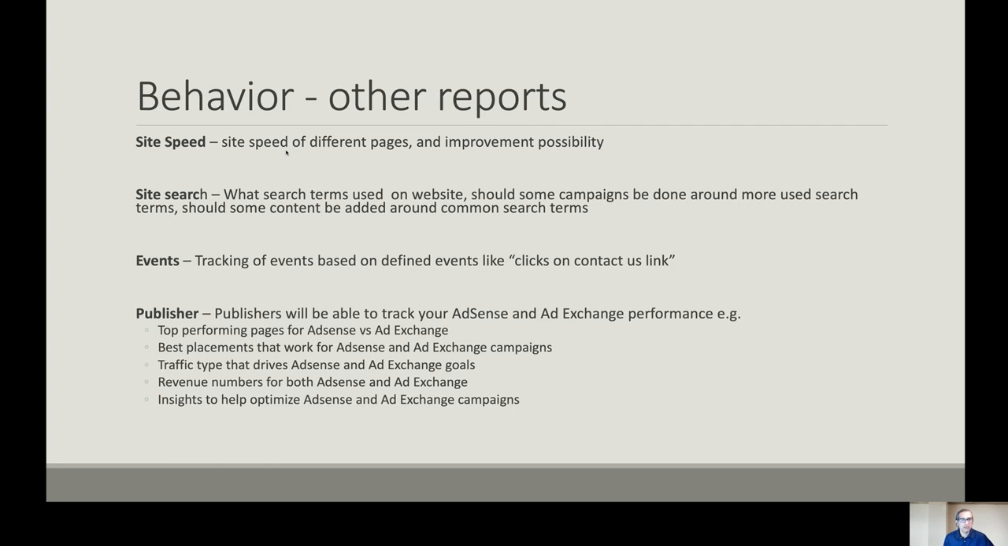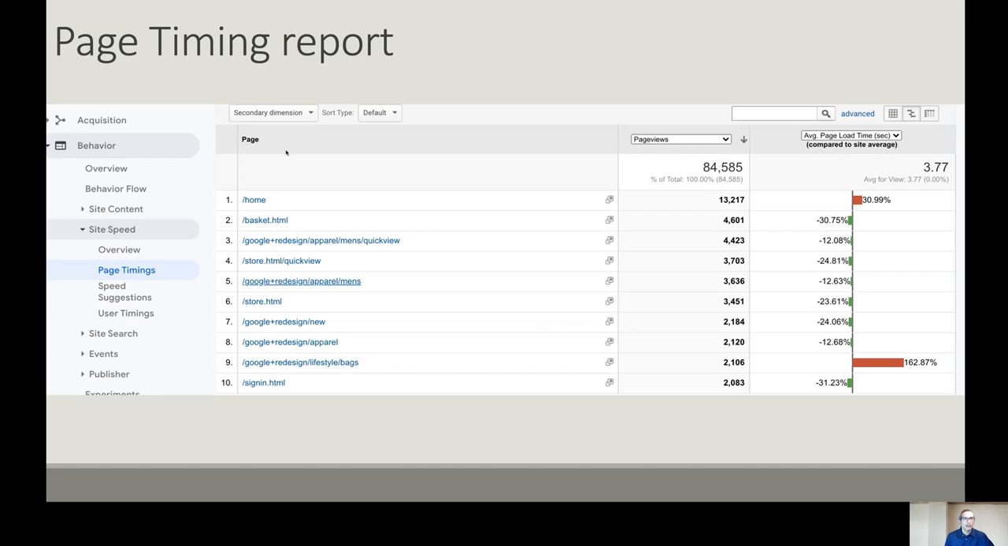You can also think about what the types of traffic are that drive performance on the AdSense and ad exchanges, right? And further insights can also be made available through this section to optimize campaigns coming through the AdSense and ad exchanges. So here is an example of the page timing report.